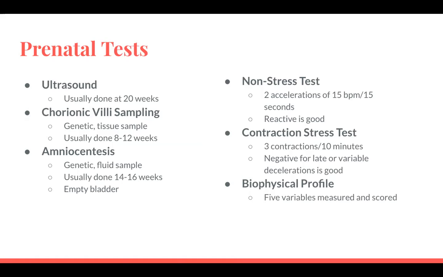The non-stress test, I talked a little bit about this before. Two accelerations of 15 beats per minute for 15 seconds, sorry. And a reactive non-stress test is good. A contraction stress test is 3 contractions every 10 minutes. It's a negative result for late or variable decelerations. That's good. So if it's negative, that's good. The biophysical profiles, and remember that's that scoring that you need at least an 8 on. So just be aware of that.